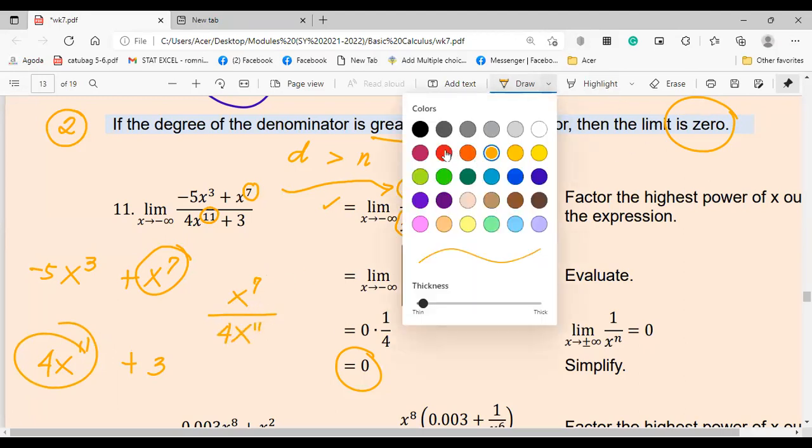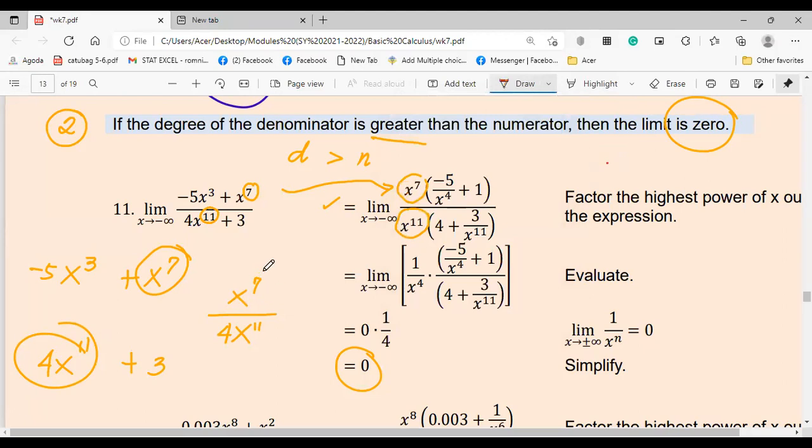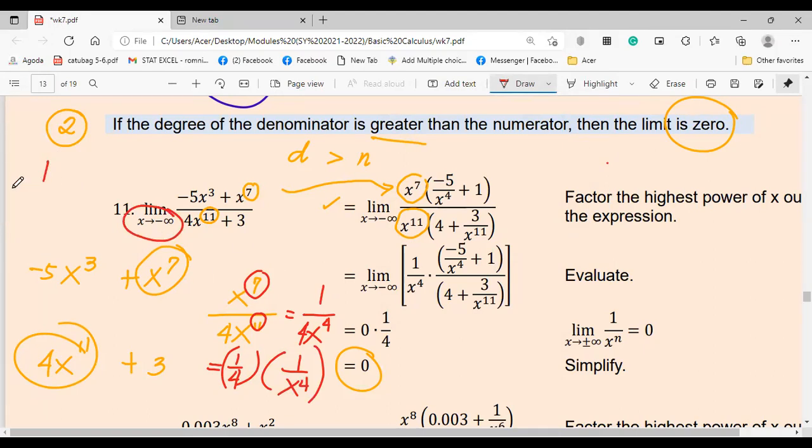Magka-cancel-cancel na yan, class, using the rule of exponent. 7 and 11, ano matitira? Magiging x raised to ano ito? X raised to 4, right? This will become 1. So 1/4 x raised to 4. Pag finactor out mo yan, ilabas mo yung 1/4. Ang maiiwan naman sa isa is 1/x raised to 4. Kaso ano lang sabi mo? X approaches negative infinity, sabi niya. At anong sinasabi ng infinity? 1/negative infinity is 0, sabi niya. Okay?